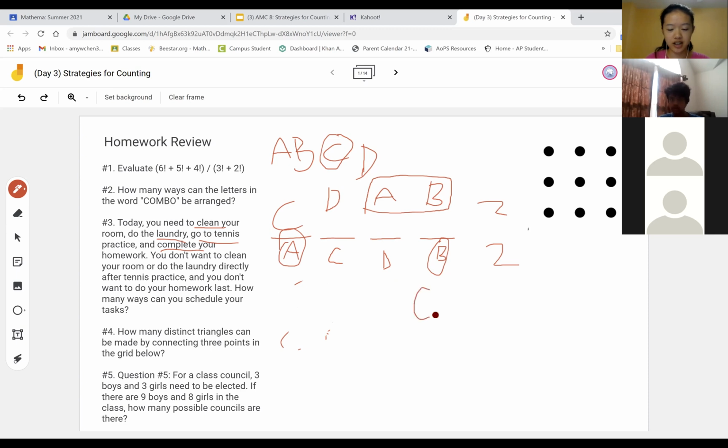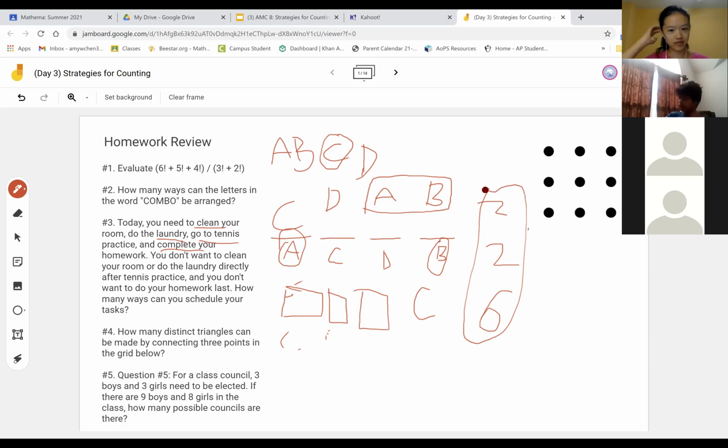However, the last case has 6 possibilities because A, B, C, and D can be in any order over here. So that would have 6. So then the total would be 2 plus 2 plus 6, which is 10. Good job, guys. Yeah, that's exactly it. Does anybody have questions? Are there any questions? If not, we can just move on to the 4th.